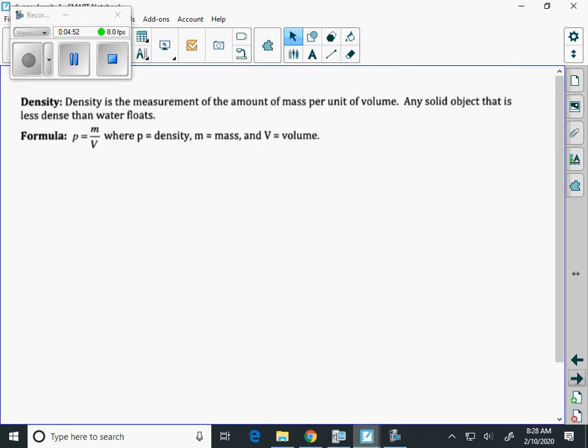One other kind of density that we're going to work with is just the regular density, where you're looking at the amount of mass per unit of volume. So any solid object that's less dense than water floats, just a little bit of trivia there. But the formula on this is P equals M divided by V. It's a goofy way to remember things, but I'm not sure why P is used for density.